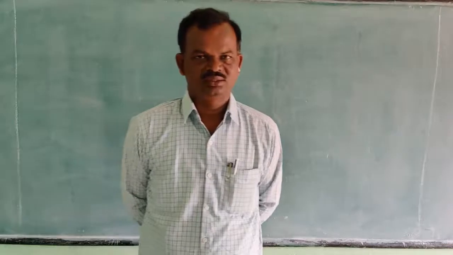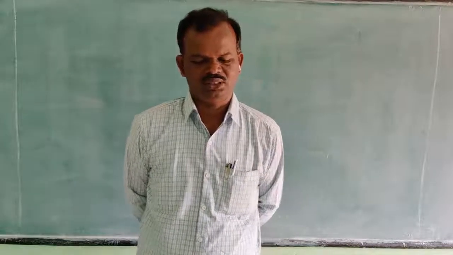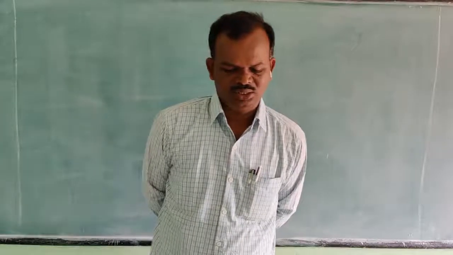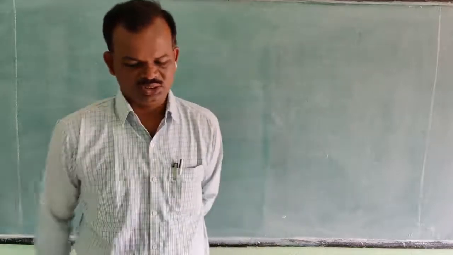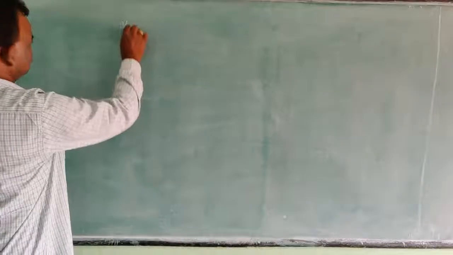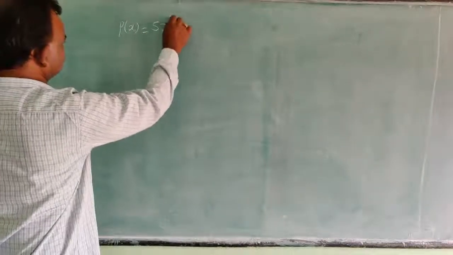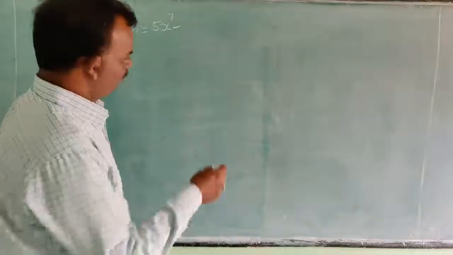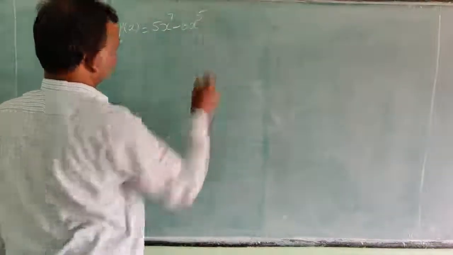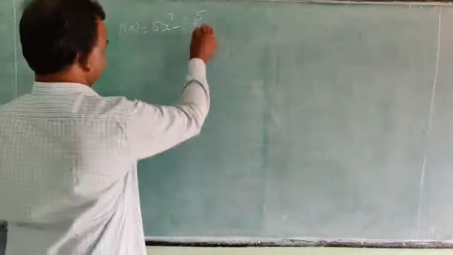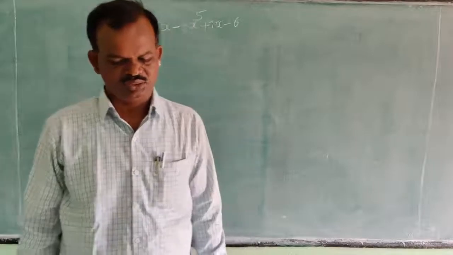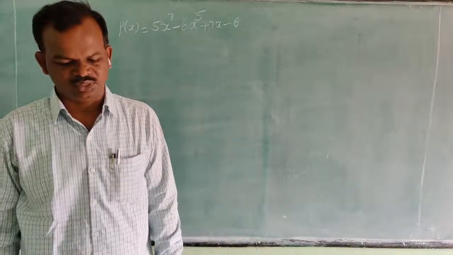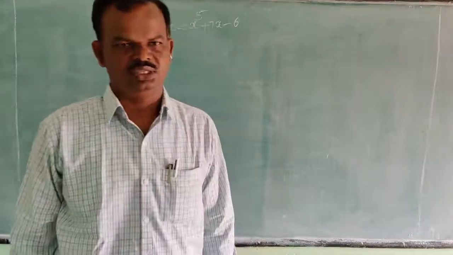Today, we will discuss Exercise 3.1, the first exercise of the first chapter. First question, part (a): if p(x) = 5x^7 - 6x^5 + 7x - 6, find: (i) the coefficient of x^5.